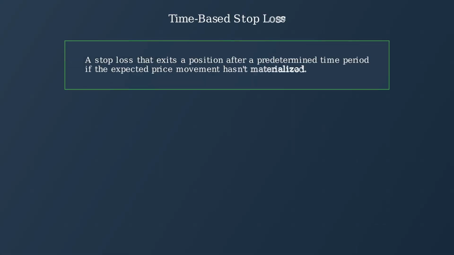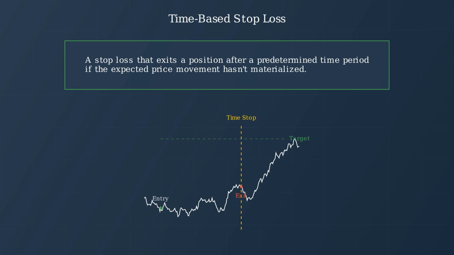Time-based stop loss is a risk management tool that exits a position after a predetermined time period if the expected price movement hasn't materialized. Let's look at an example. Here, we enter a trade expecting the price to rise to our target. However, after a significant period, the price action is minimal and our target hasn't been reached. With a time-based stop loss, we exit the position at a predetermined time regardless of price.